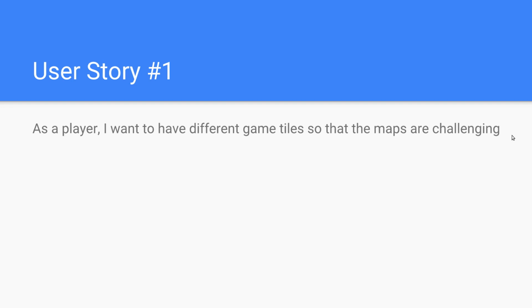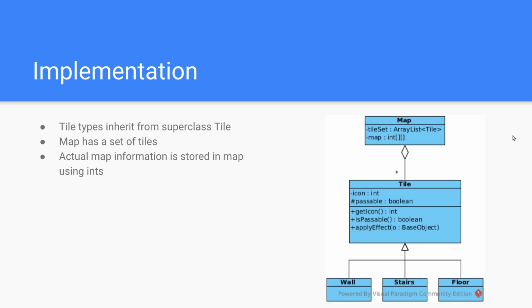My first user story is, as a player, I want to have different game tiles so that the maps are challenging. The implementation goes as follows. Each tile type inherits from superclass Tile. Each map has a tile set, an array list of tiles, and all the actual map information is stored in a double array of ints.